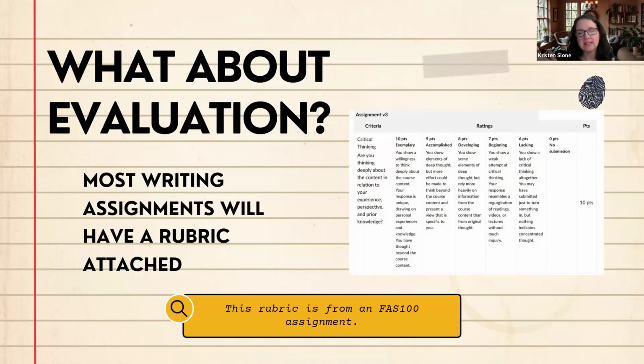Okay, so having said all that, if you look at that 6 point category, your response is considered lacking. You show a lack of critical thinking altogether. You may have submitted just to turn something in, but nothing indicates concentrated thought. Okay. So again, if you submit something, you're going to get at least 6 points on that category. I always encourage my students, aim for the 10, right? We want to aim for the sky here.